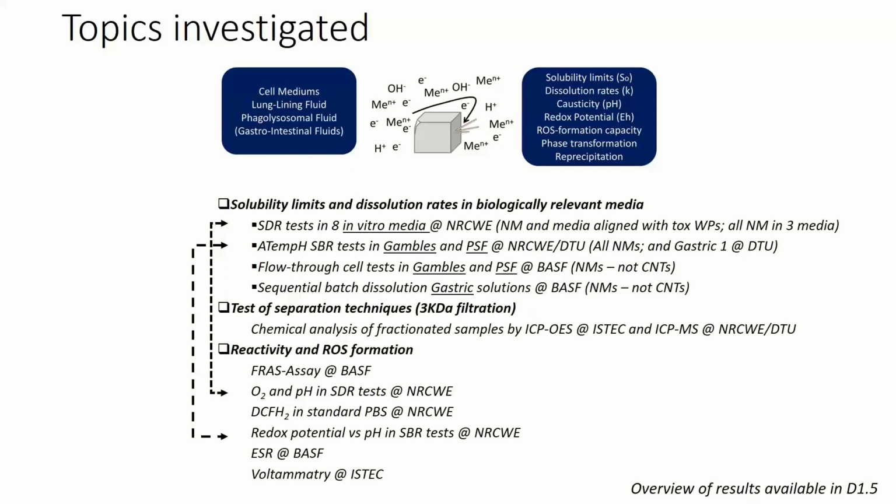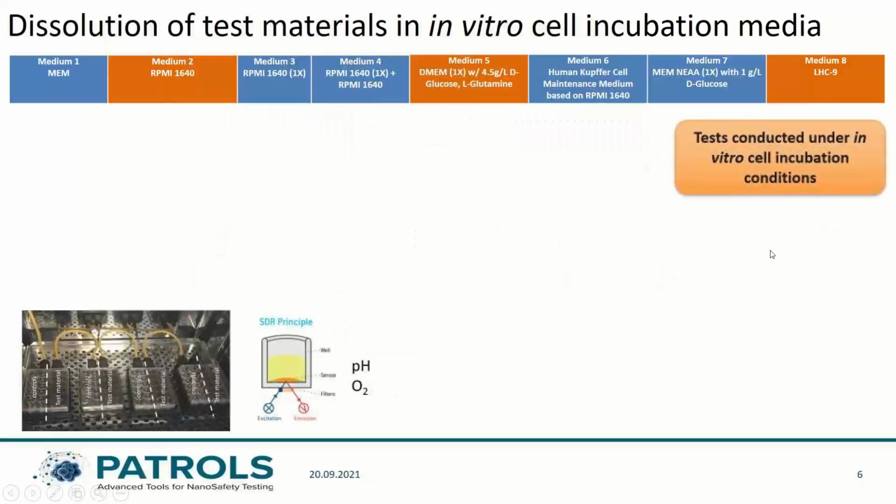We used the DCFH2 probe in phosphate buffered saline, and then we looked into electron paramagnetic resonance spectrometry for specific reactive oxygen species. We also used voltammetry to look at the specific redox potentials of the nanomaterials in different media. But let me first jump directly into the experiments we conducted with cell media.